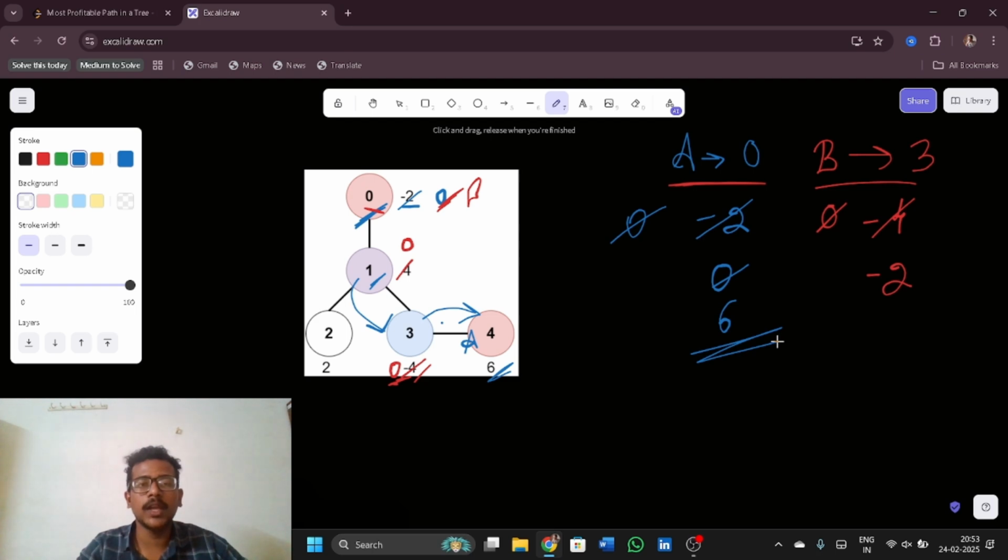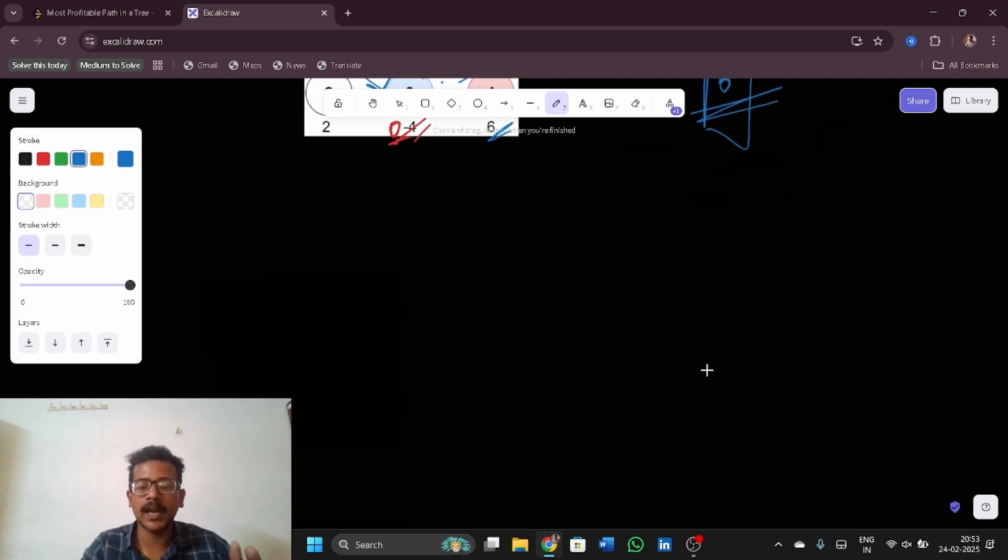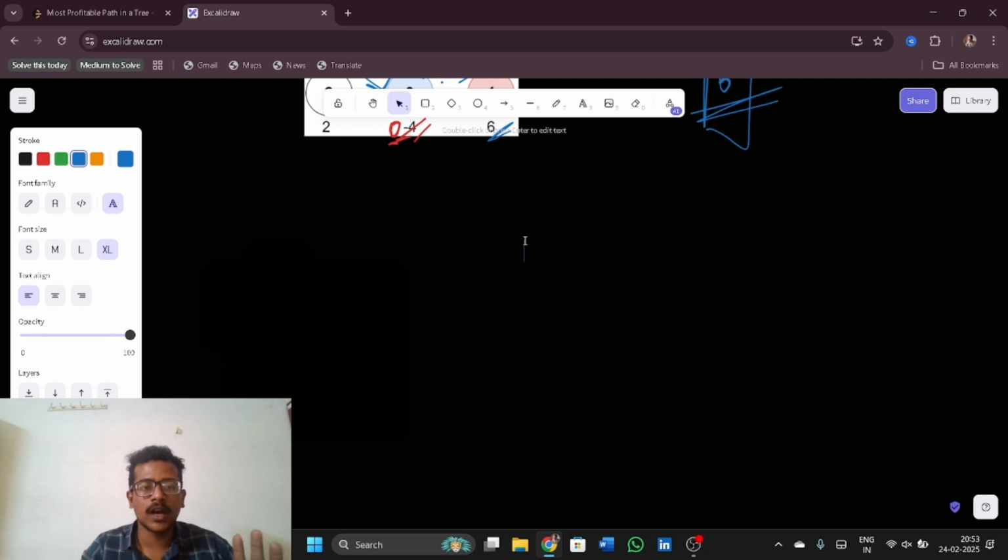Now, the main goal of the whole question is to return the maximum profit of Alice. So I'll write the observations which I observed. The first thing, Bob have to go to node 0. This is the first observation. And the second observation, Alice have to go to leaf node.